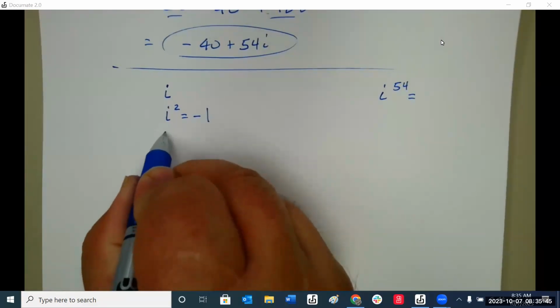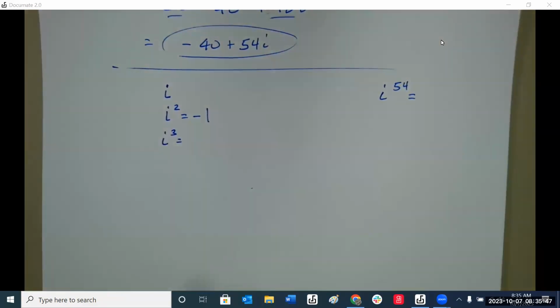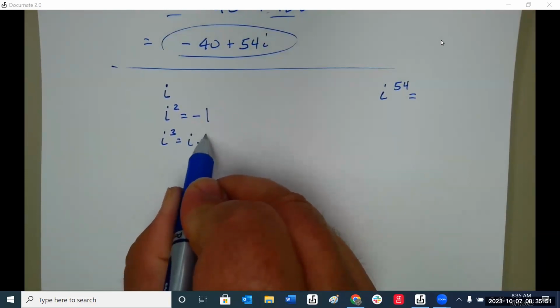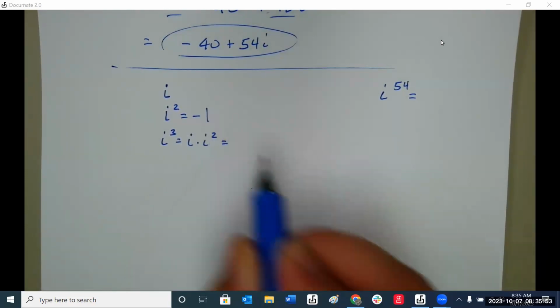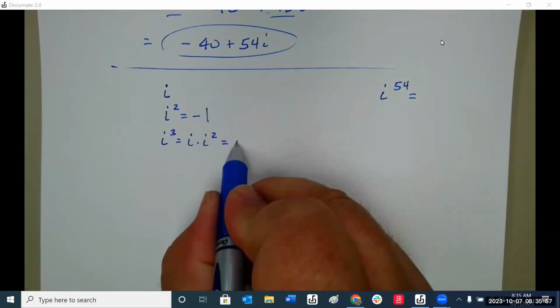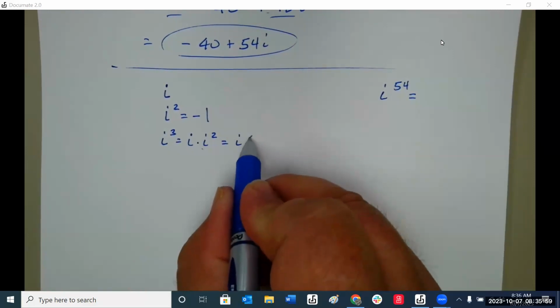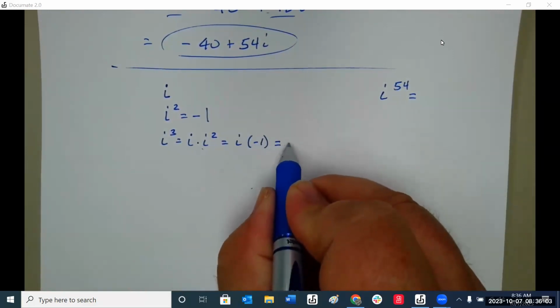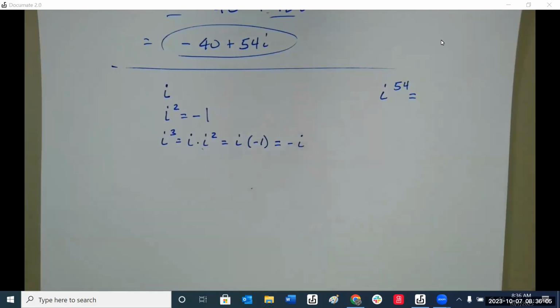Let's look at what i cubed is. i cubed is i times i squared. So we have i, but what is i squared? i squared is -1. So i cubed is -i.